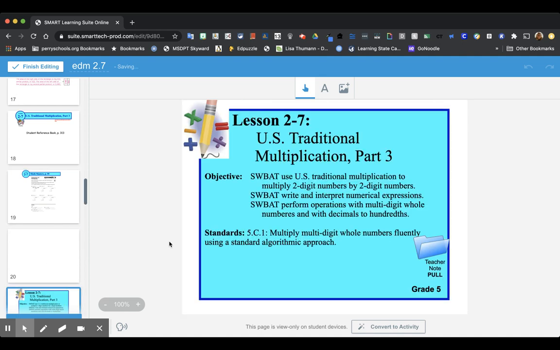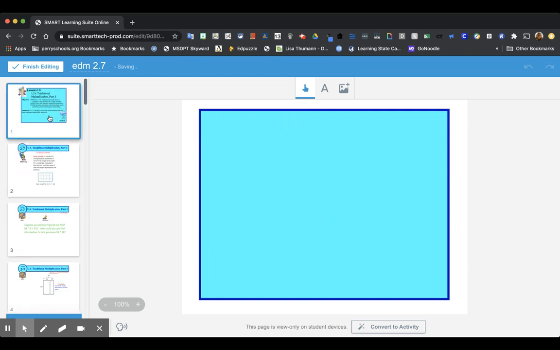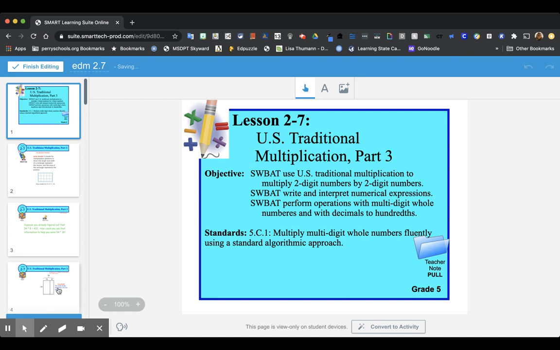Remember, today we were using U.S. traditional multiplication to multiply 2-digit numbers by 2-digit numbers, write and interpret numerical expressions, and also perform those operations with multi-digit whole numbers. Like I said, head back to the campus, work on independent work 2.7.